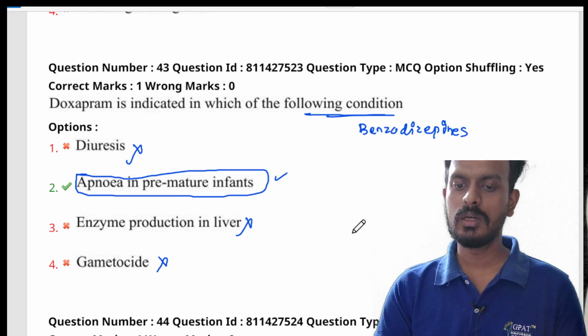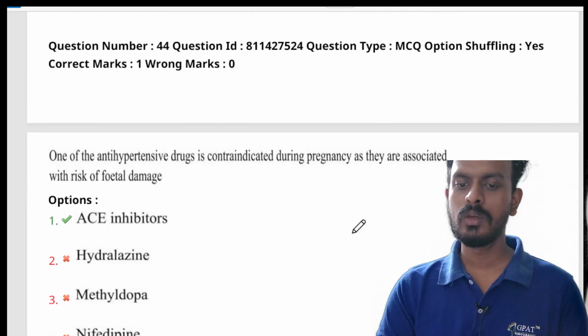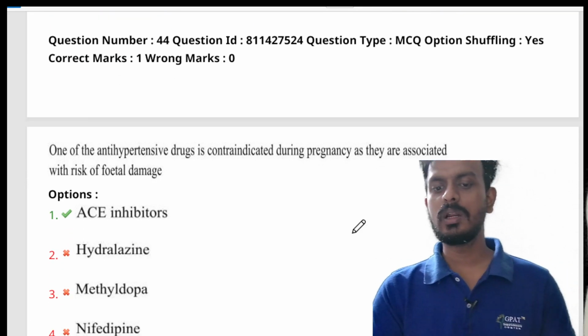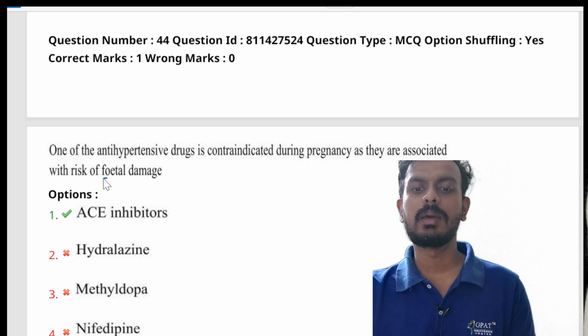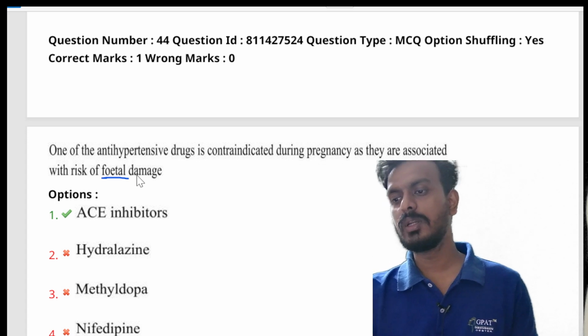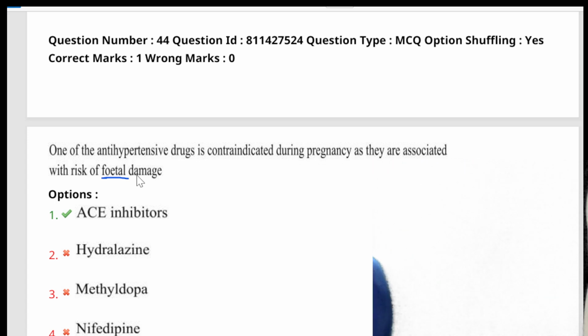Moving to the next question: which antihypertensive drug is contraindicated during pregnancy as it is associated with fetal damage? There is a mnemonic to remember which drugs are safe during pregnancy. Let me tell you how you are going to remember these drugs.